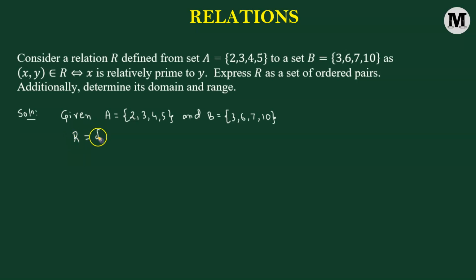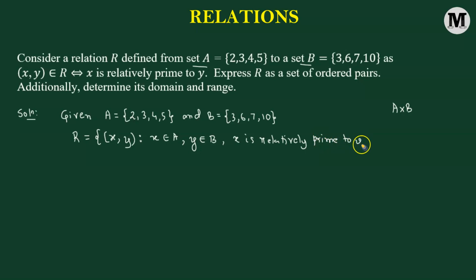The relation R is the set containing the ordered pairs (x, y) such that... So here we have to consider x as belonging to the first set A, because it's clearly mentioned that R is defined from set A to set B. In other words, we have a Cartesian product between the sets A and B. So x corresponds to the set A and the element y corresponds to the set B. And we have a relationship between x and y. So x is relatively prime to y.